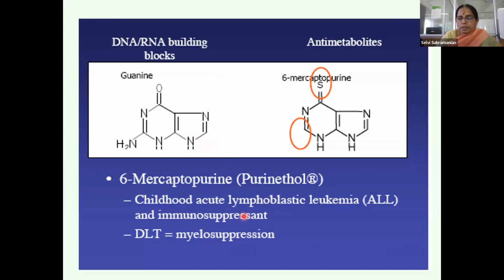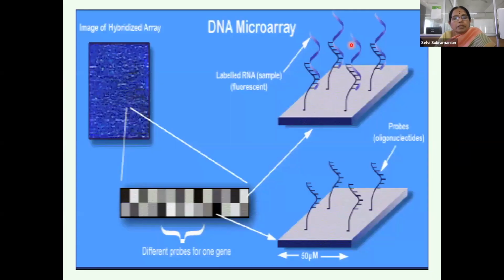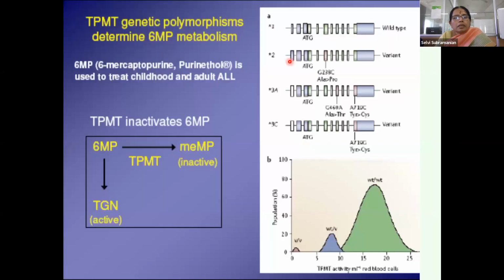Sometimes some people react to this drug and some people don't react. Thiopurine methyltransferase is the enzyme which is involved in inactivating this drug. 6-mercaptopurine will be converted to methyl mercaptopurine. So TPMT is important for inactivating it. The active form is TGN.